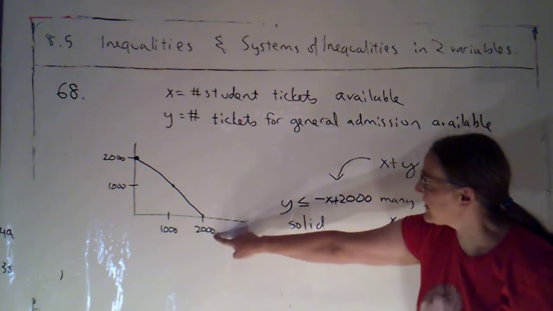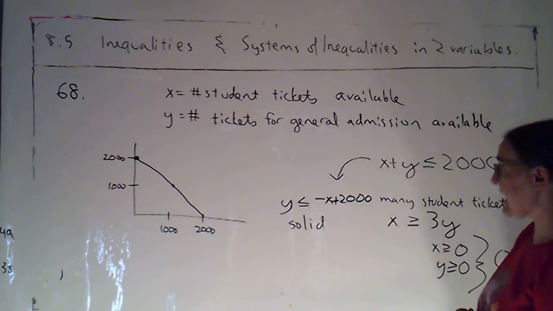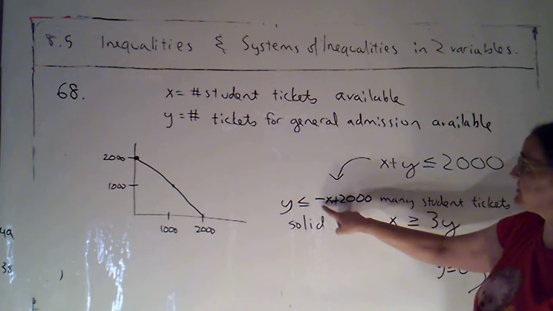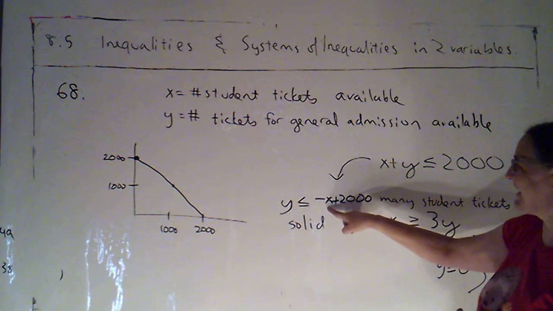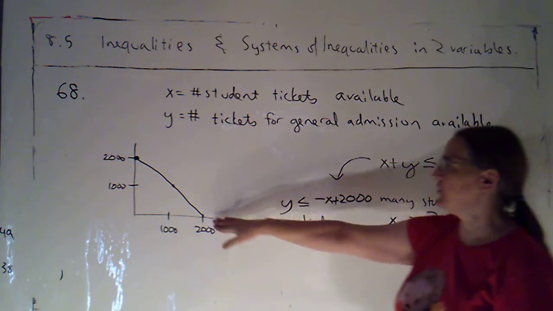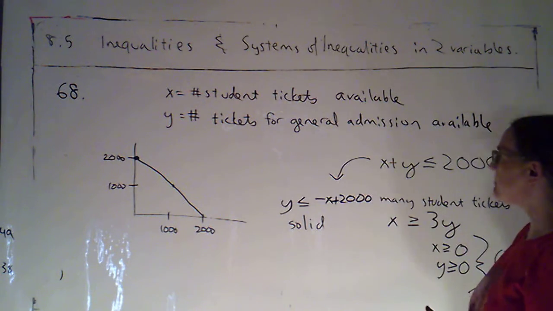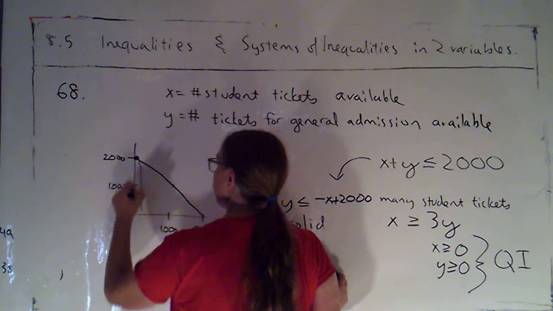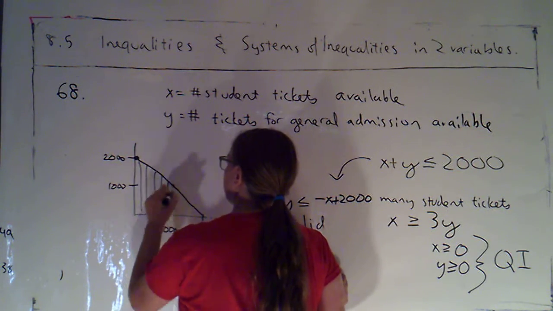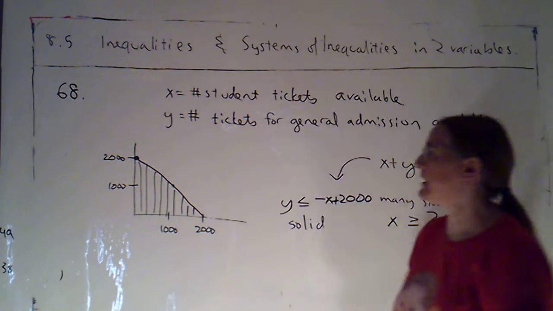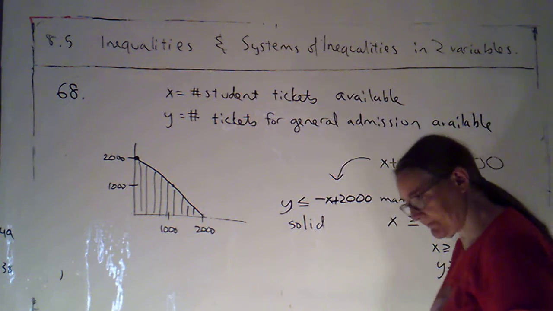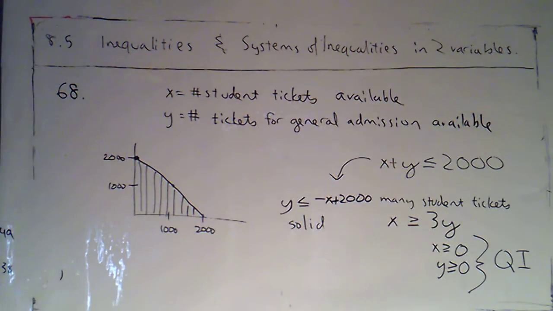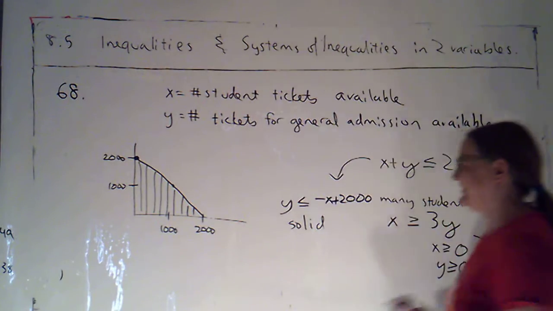And notice that's going to cross the x-axis here at 2,000, because if x is 2,000, the opposite of x would be negative 2,000 plus 2,000 would give me y as 0. Okay, we wanted to shade below that. So that's going to look something like that.